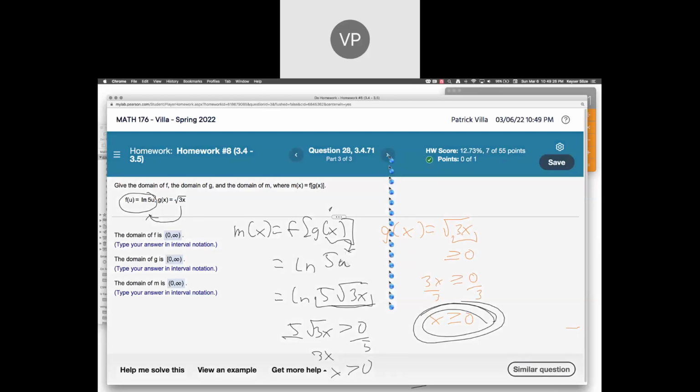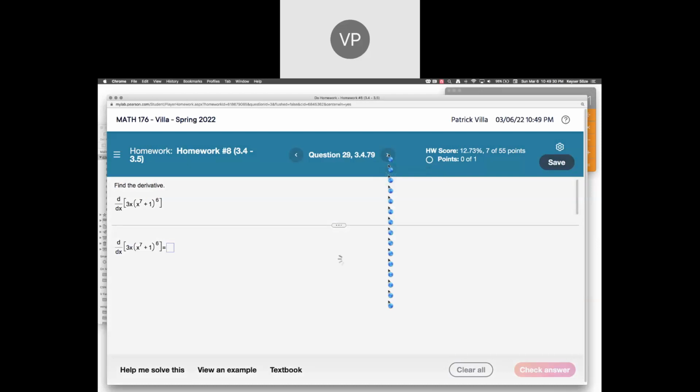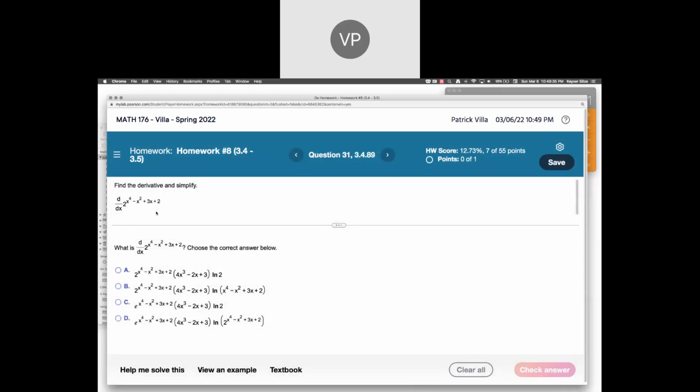Okay, so let's look at number 31. Find the derivative and simplify. This is a complicated looking derivative, but it's not as bad if you just remember the rules. Now, the first part may not be clear how they wrote it, and it's not always the most obvious, but here's what it is. It's 2, and this is the entire power of 2. So think of it like that. It's 2 to that power.